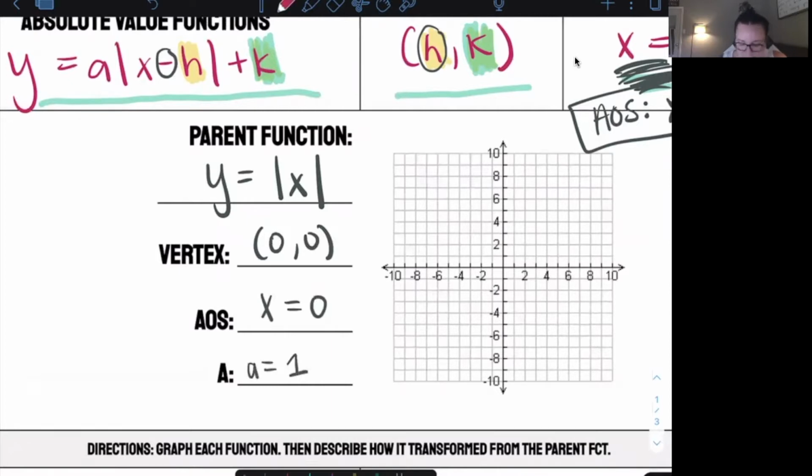So how do I know all of that? Well, if you look at y is equal to the absolute value of x, technically there's a 1 out in front. So that makes a 1. Technically, we're adding a 0 because the absolute value of x plus 0 is just the absolute value of x. And then technically, we're subtracting 0 from x inside the absolute value. So I know that a is 1, h is 0, and k is 0 as well.